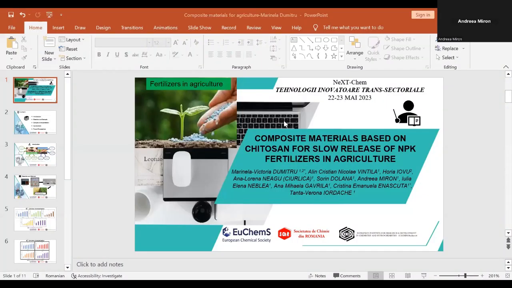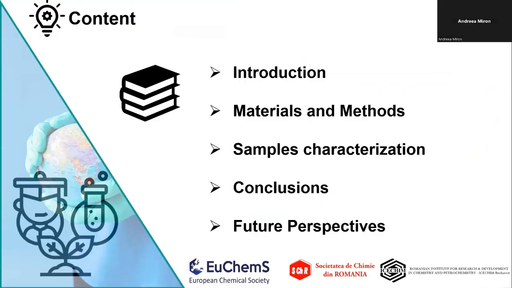Hello again. I will present another part of my work, my work with Alin Vintila. We are doing this for the internal grant. I will present composite materials based on chitosan for slow release of NPK fertilizer in agriculture. I will have a short introduction, the materials and methods, sample characterization, conclusions, and some future perspectives.